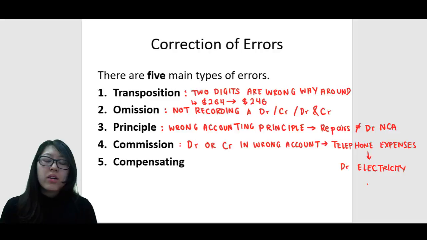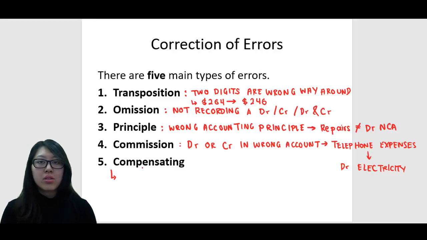However, an error of commission would be where I instead debit the electricity account by mistake. Now, the difference with this and an error of principle is that in here we are still following the right accounting concept. Because telephone expenses and electricity expenses both are under the category of expense, they will both be a debit figure and it's still the same thing. However, the only issue is that it's the wrong account that's being debited.